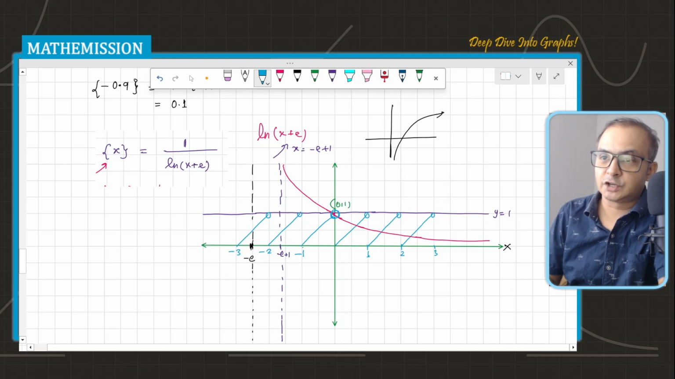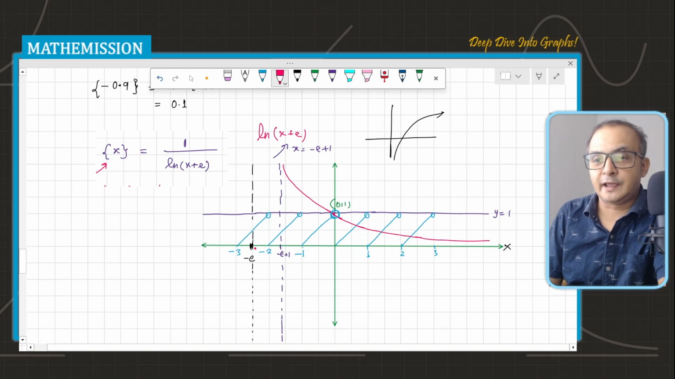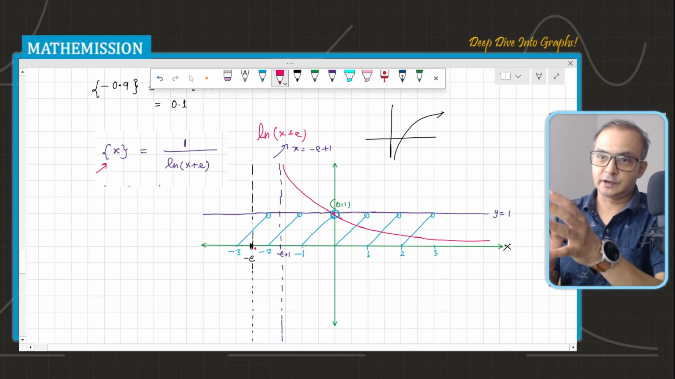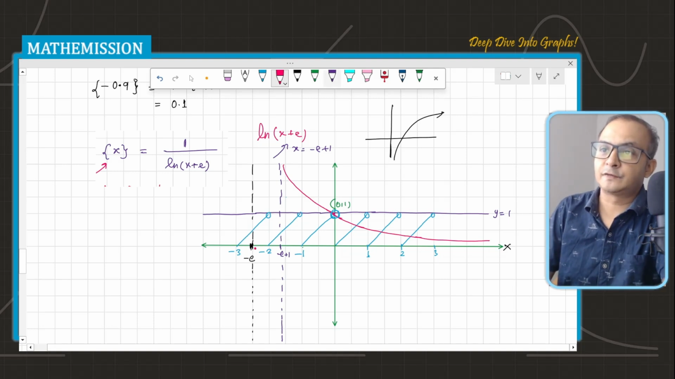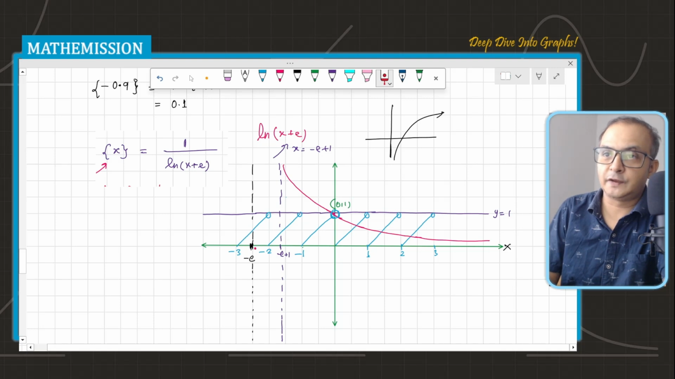What about the function below this negative e plus 1? You can see that when I have negative e there, the value will become 0, because log 0 is not defined, so it will start a little bit ahead of there. And when we are substituting each number ahead of minus e till minus e plus 1, the value will be decreasing. Why is it decreasing? Because when I substitute any number more than minus e in this log of x plus e, it should increase. So when you take the reciprocal of it, it should decrease.